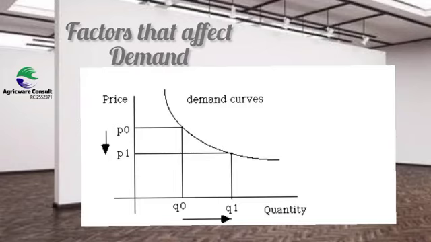An increase or decrease in the income of a consumer will influence what he or she can go for and the quantity of what he or she can go for. For instance, if the person was earning 1,000 naira, he could get one bag of rice, hypothetically.